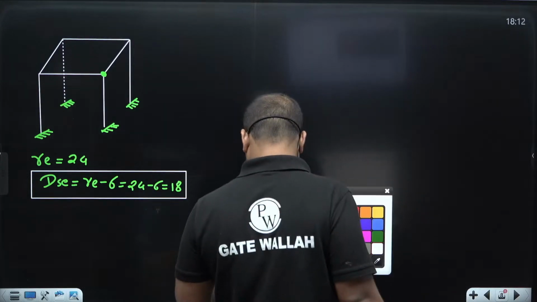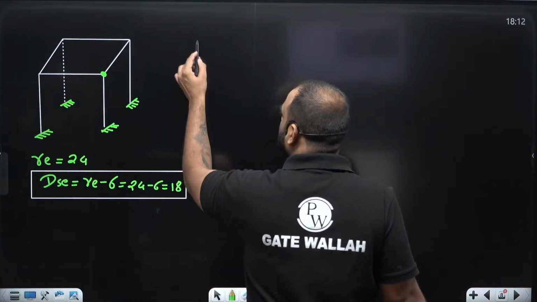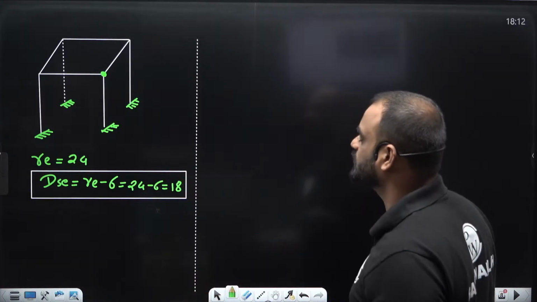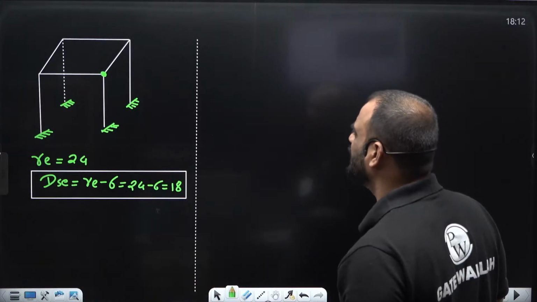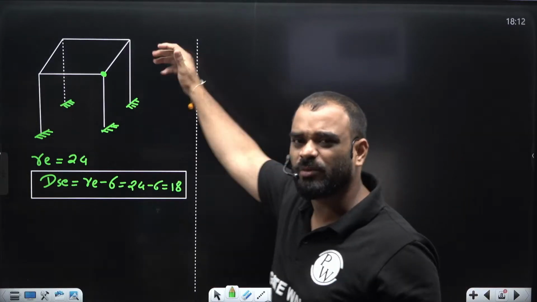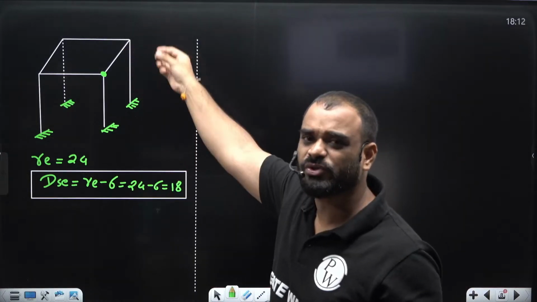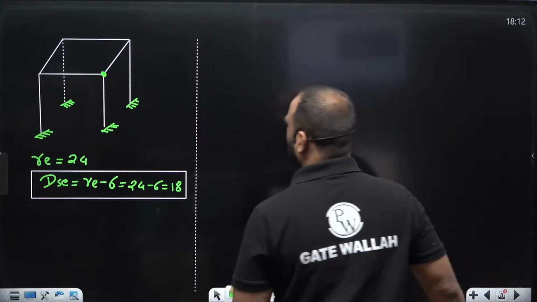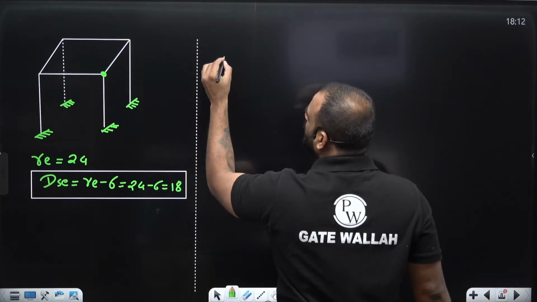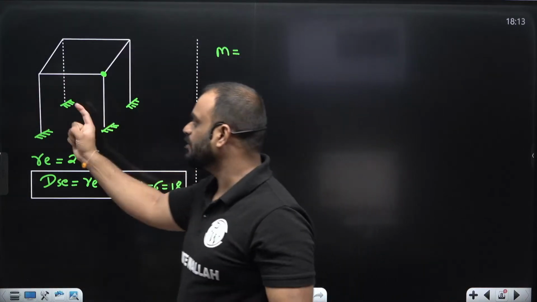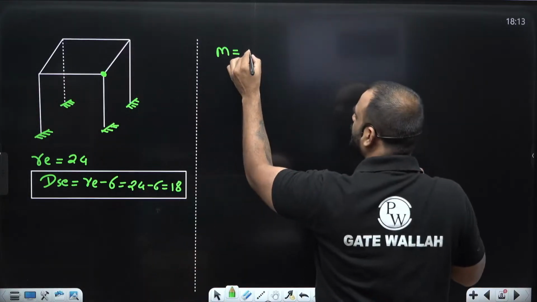So now you are able to understand the value of DSE for this particular structure. But let us understand how to find the value of DSI also. We will use both formulas, as well as the third one, the closed loop concept, which I will explain further later. Let us count how many members we have in this structure. There are 4 columns and 4 beams, so the total number of members is 8.